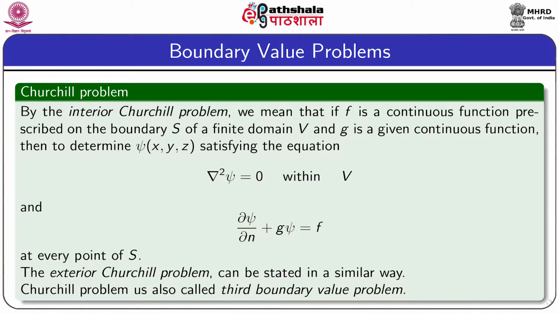When the boundary condition is given in this form, that means on the boundary the sum of the function psi and its normal derivative is defined, then it is called the Churchill problem. In a similar way, we can define the exterior Churchill problem, and the Churchill problem is also called a third boundary value problem.